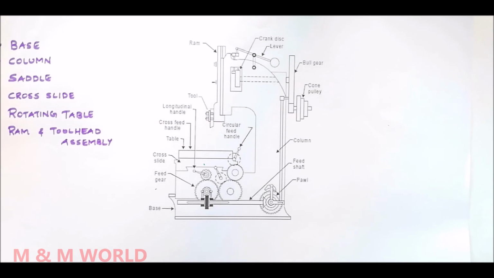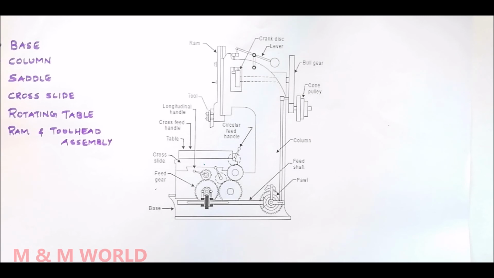And in some cases, the table is graduated in degrees, which enables the table to be rotated for indexing or dividing the periphery of the workpiece in equal number of parts. And the top surface of the table has a T-slot for holding the work or work holding devices.